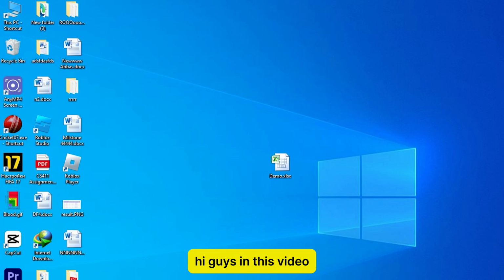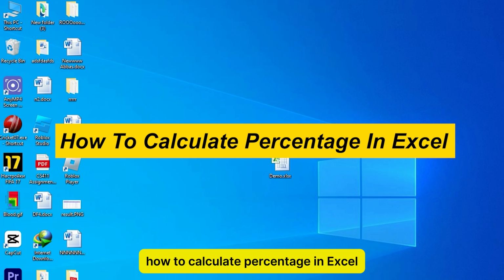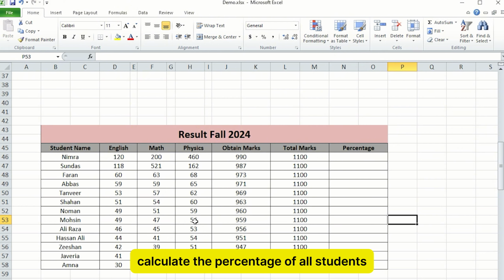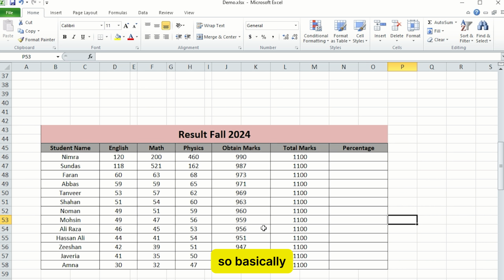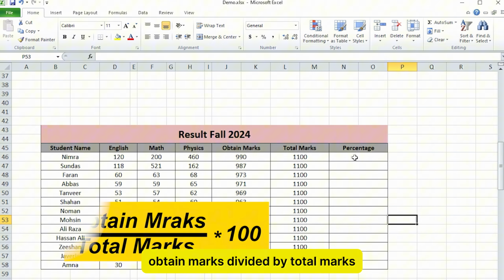Hi guys, in this video I am going to show you how to calculate percentage in Excel. So let's get started. Here I have the result of the students and my task is to calculate the percentage of all students. So basically the formula used to calculate the percentage is obtain marks divided by total marks and multiply by 100.